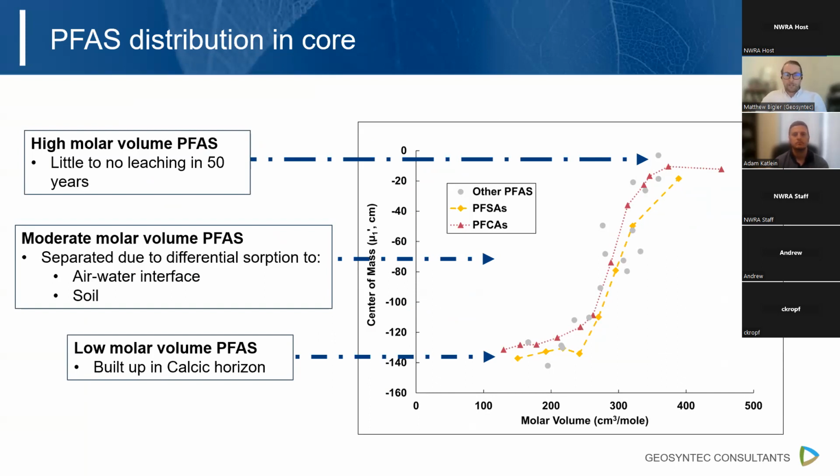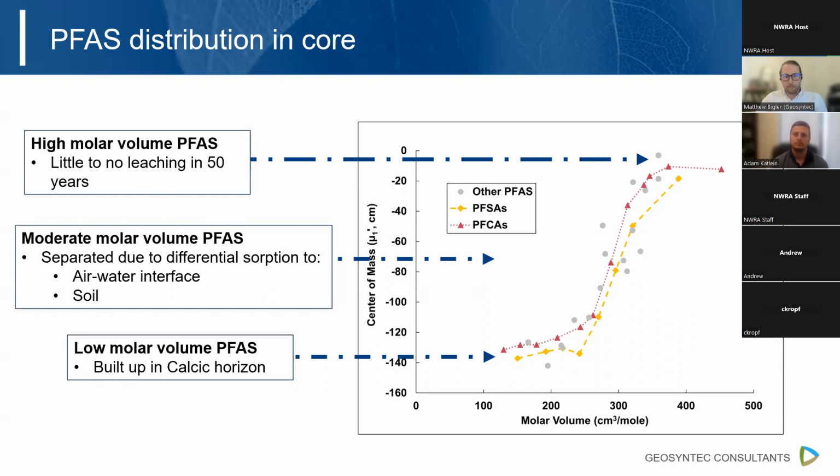And this is a really interesting graph because it tells a really cool story, right? So you can see all of our high molar volume PFAS that are largely retained at the surface. So little to no leaching in 50 years. And we have our low molar volume PFAS, which are all built up in this calcic horizon right here at 140 centimeters below ground.